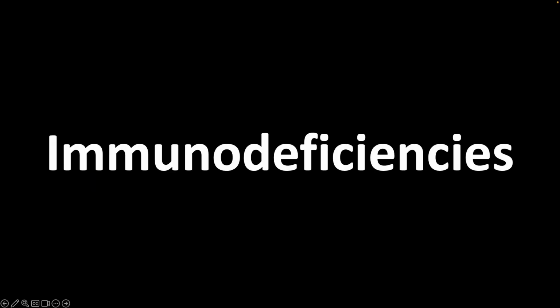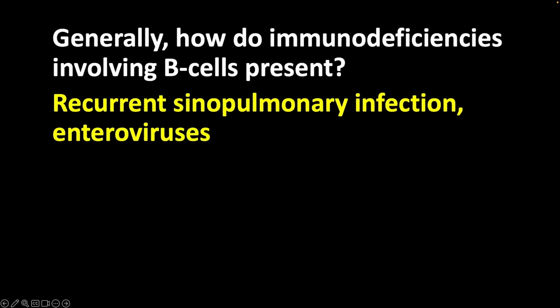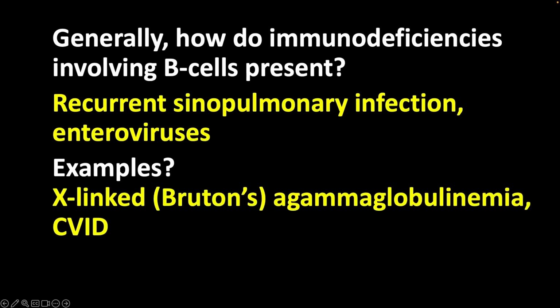Now let's talk about immunodeficiencies. Generally, how do immunodeficiencies involving B cells present? They present as recurrent sinopulmonary infections and enteroviruses. And examples of this would be X-linked agammaglobulinemia, aka Bruton's, or CVID.